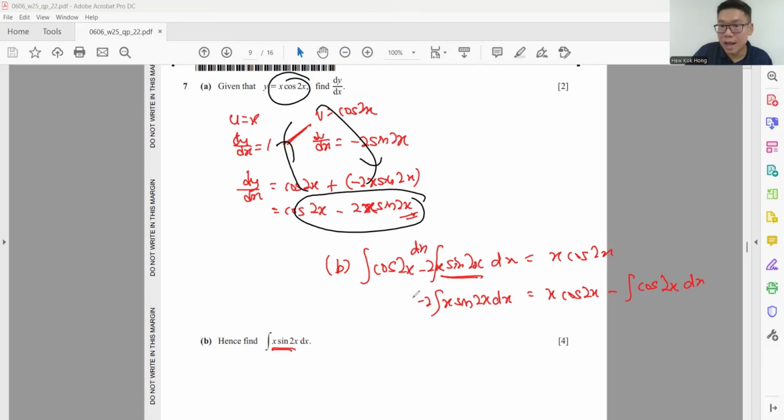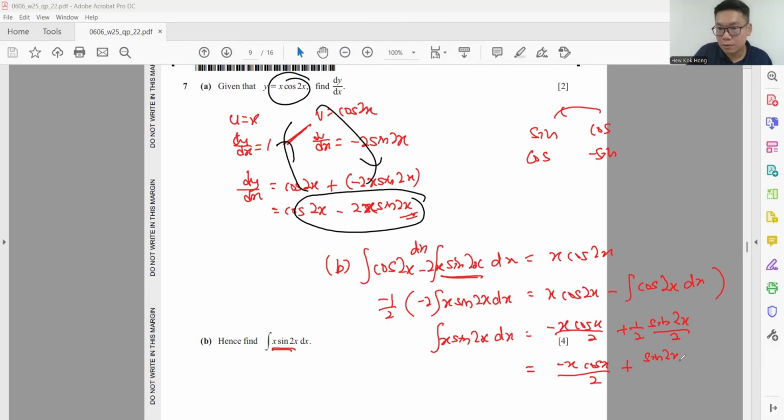Then of course, we can remove the minus 2 by multiplying everything by minus 1 over 2. Integrate cos: we know differentiate sine will become cos, cos will become negative sine. So integrate cos will go back to sine. And remember plus c. Then this question you gain full 4 marks.